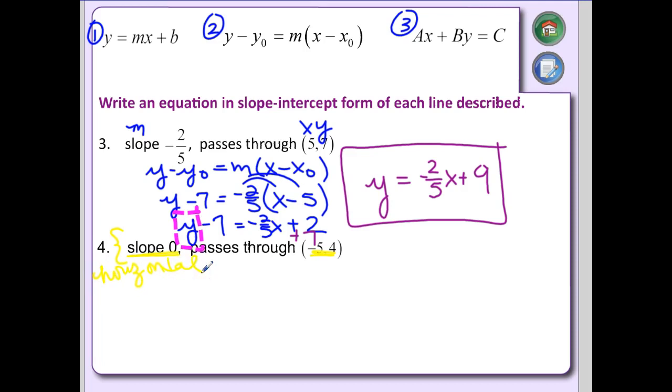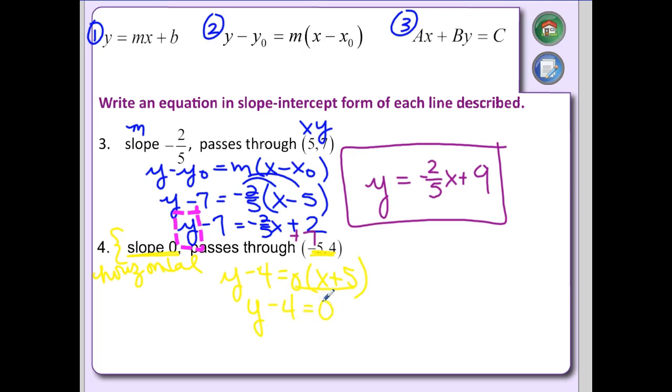So let's plug things in where they belong. Once again, we're at door number 2. We're using slope-intercept form. So y minus 4 equals 0 times x plus 5. Well, that worked out kind of nice because 0 times anything is 0. So we've got y minus 4 equals 0.